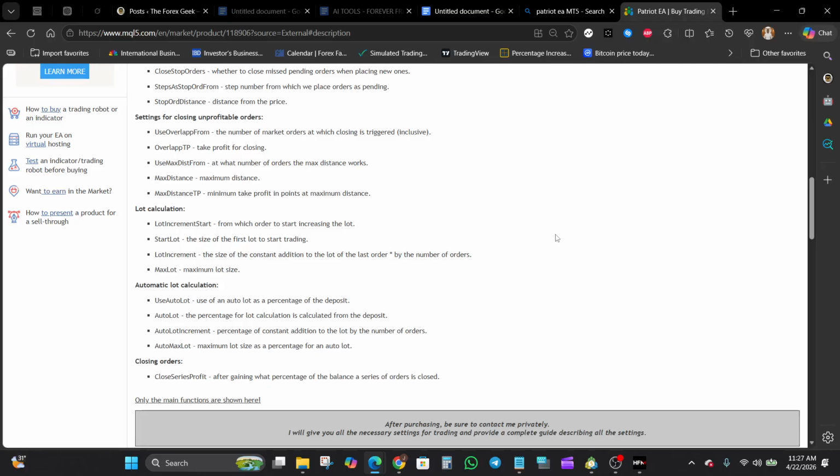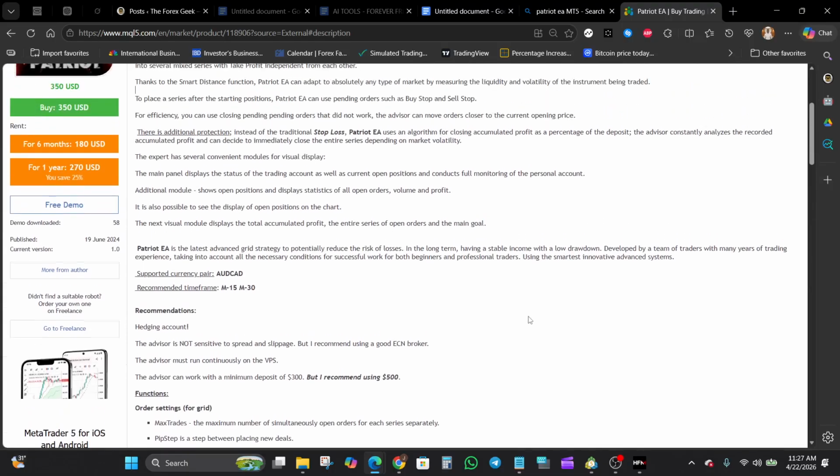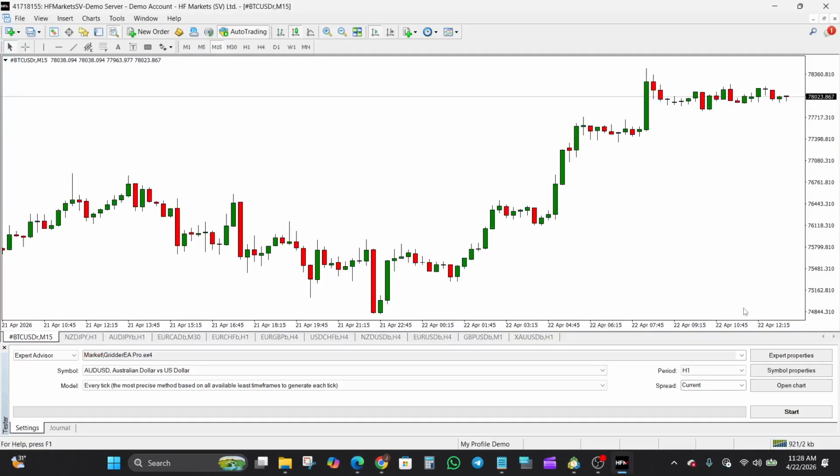It also uses pending orders like buy stop and sell stop, to position itself in the market. This suggests that it's not purely reactive, it's also anticipating movement, likely trying to catch breakouts or continuation moves. So now that we understand how the EA is structured, let's just jump into the strategy tester and see how it actually behaves. All right.